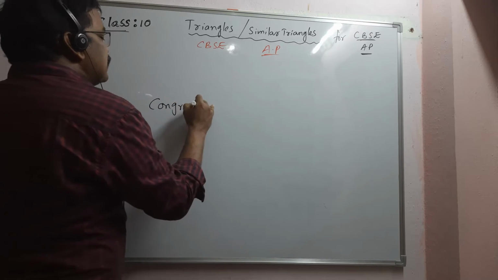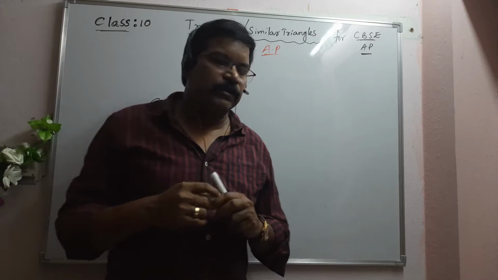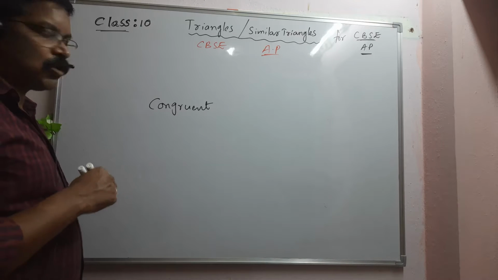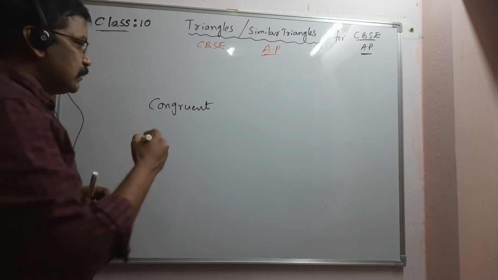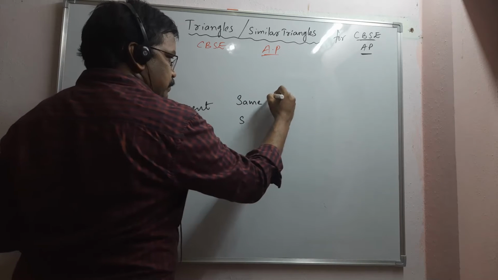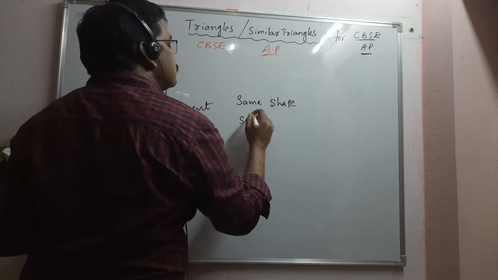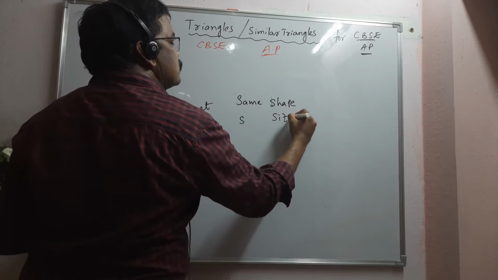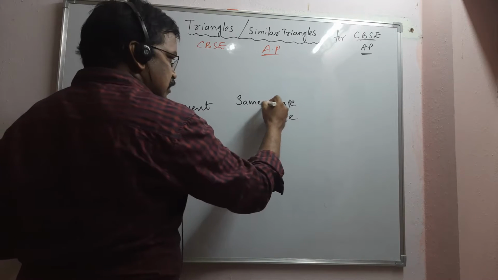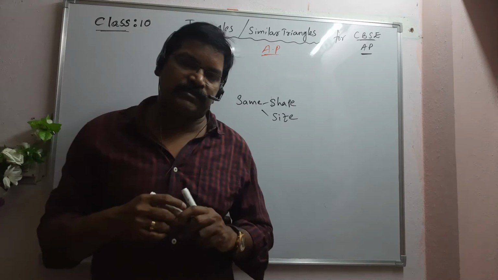What is congruent? Congruent means the figures have same shape and same size. Same shape and same size. Figures having same shape and same size are called congruent figures.